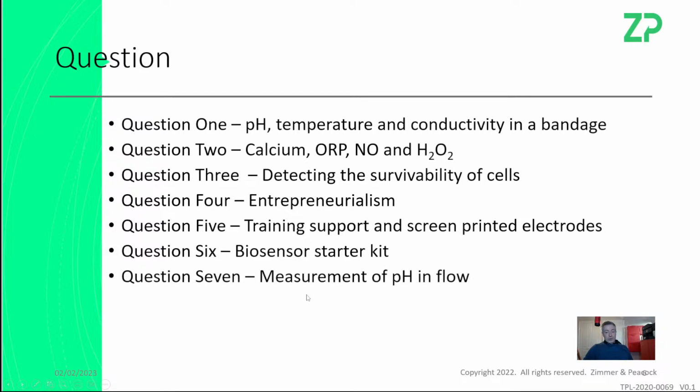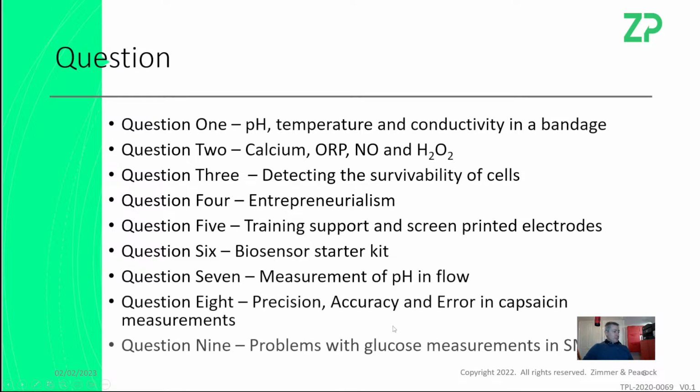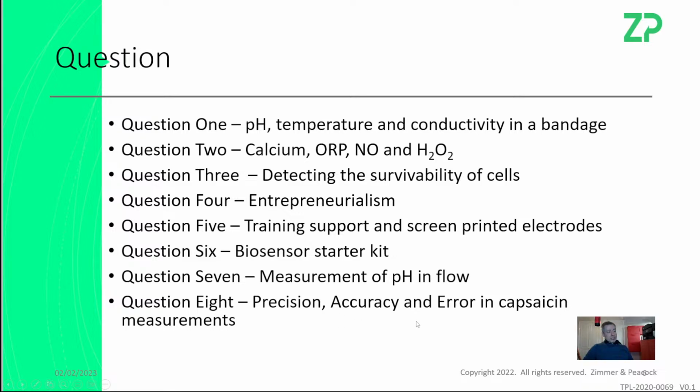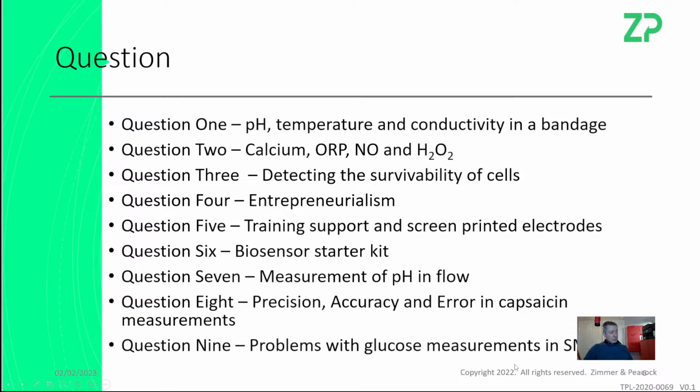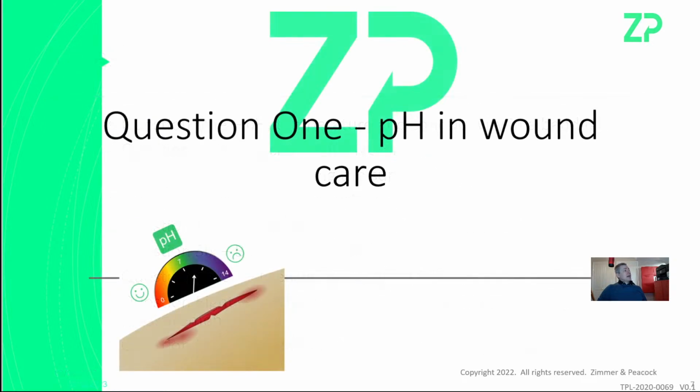Measurement of pH in flow. This is something we'll answer a little bit more deeply. And then I say question number 8 here is precision, accuracy, and error in capsaicin measurements. So I will dig into that a little specifically for Aftab, and then problems with glucose measurements in SMBG. So somebody's wanting to know what are the material science problems in self-monitoring blood glucose strips, and I will touch upon that this morning as well.